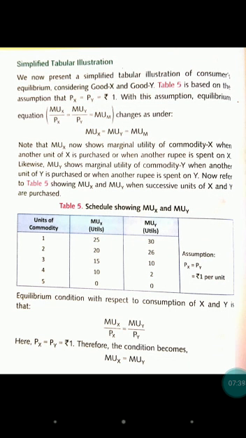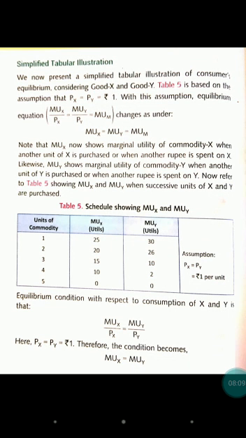Now note that MUX shows the marginal utility of commodity X when another unit of X is purchased, or when another rupee is spent on X. Likewise, MUY shows the marginal utility of commodity Y when another unit of Y is purchased, or when another rupee is spent on Y.